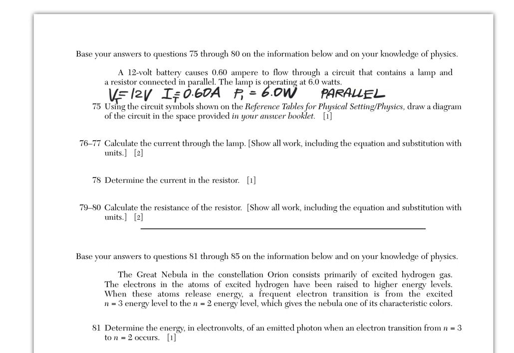75. Using the circuit symbol shown on the reference tables for physics, draw a diagram of the circuit in the space provided in your answer booklet. It doesn't say anything about any ammeters or voltmeters, so we don't need to include them, but we do have a lamp and a resistor connected to a battery. Now, I don't have the answer booklet, but what I do have is the magic of pinch to zoom.